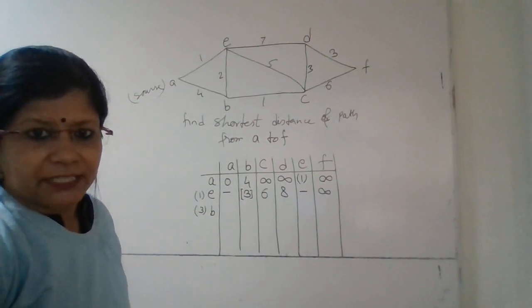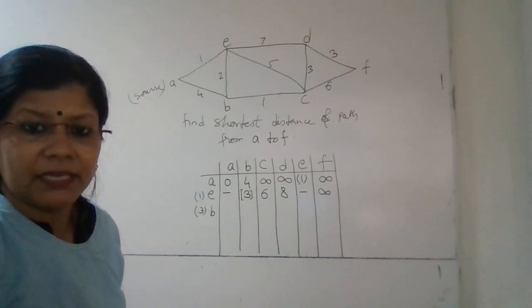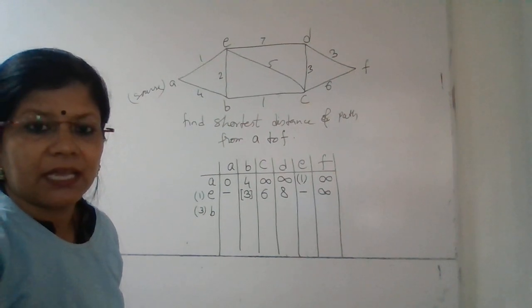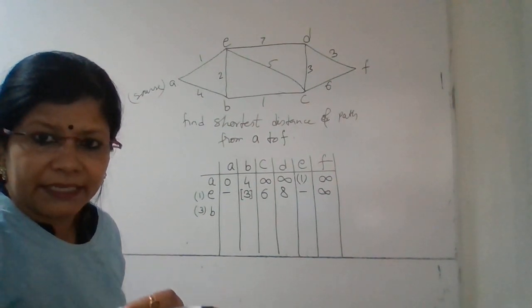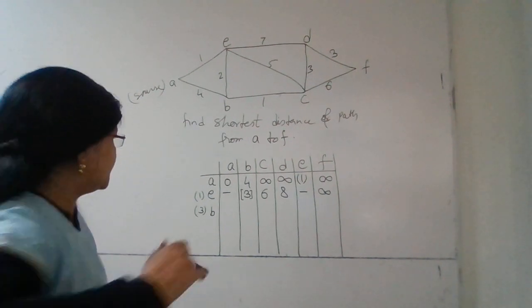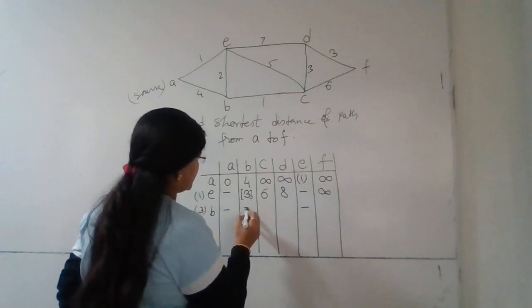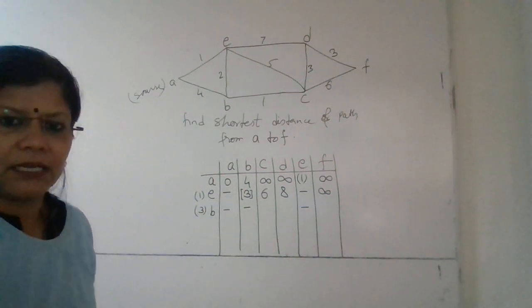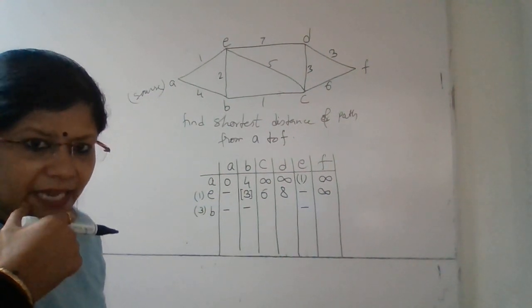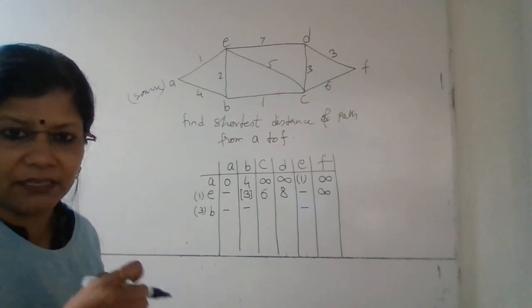Now B is adjacent to A, E, and C. A and E are already completed, so leave blank A, E and B. B is the same vertex, and A, E are already done.